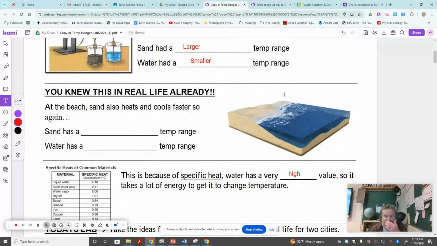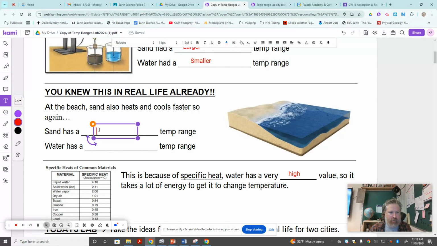And again, in real life, you know this. You go to the beach, you step on the sand that's been in the sun, and you say, wow, that's hot. But then if you go to the beach at night, is the sand still that hot? It's not, right? That would be very weird if it felt that way. So it goes way up and it comes way down. That is what a larger range is.